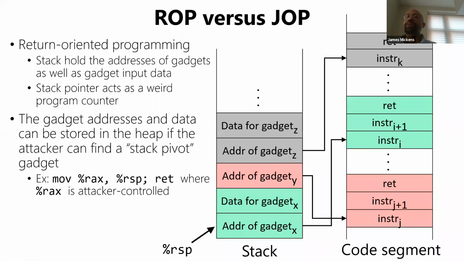As I mentioned a couple minutes ago, the gadget addresses and the data can be stored in the heap if you can find one of those stack pivot gadgets, right? So if you have something like a move RAX into RSP, then you do a ret. And so if RAX is attacker controlled, then what ends up happening is you have a stack that's controlled by the attacker.